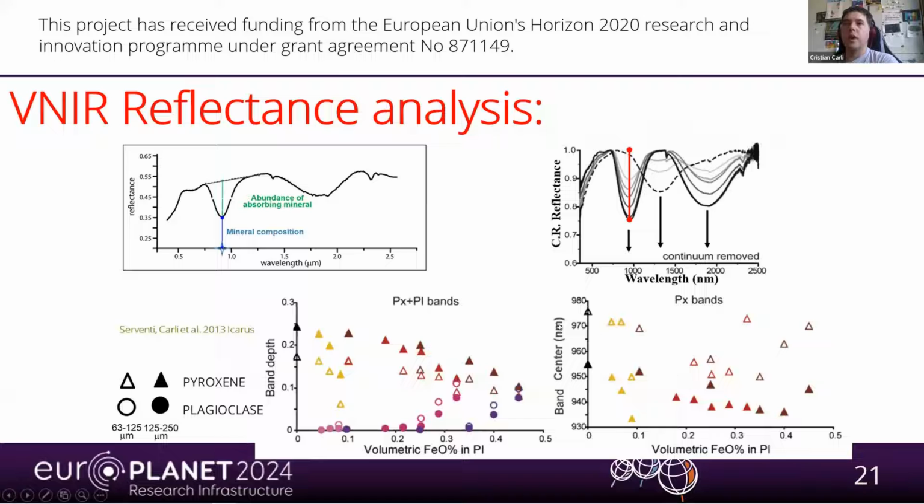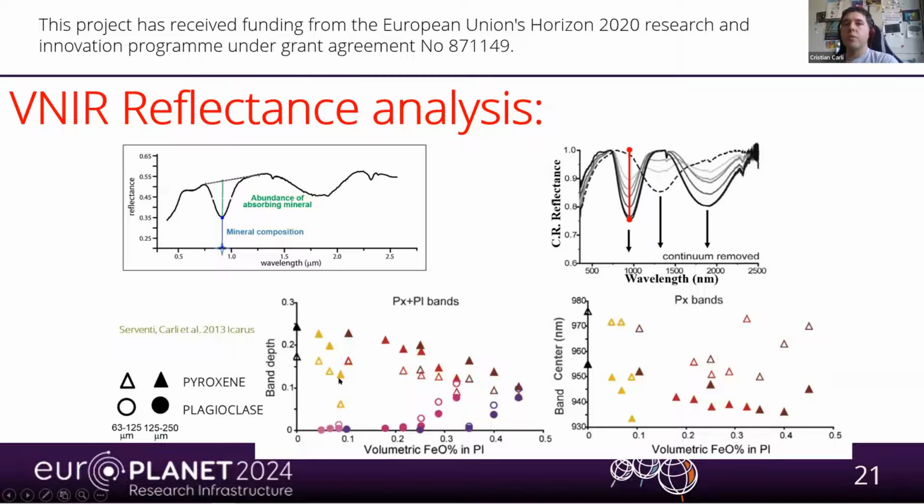And here you have a case from the lab where you can see different mixtures of a pyroxene and a plagioclase with different abundances, and you can clearly see that it strongly changes the depth of these absorptions, whereas it changes the position only when we move from dominating plagioclase to dominating pyroxene absorptions.